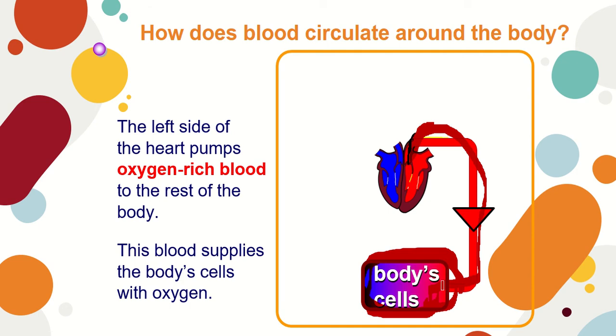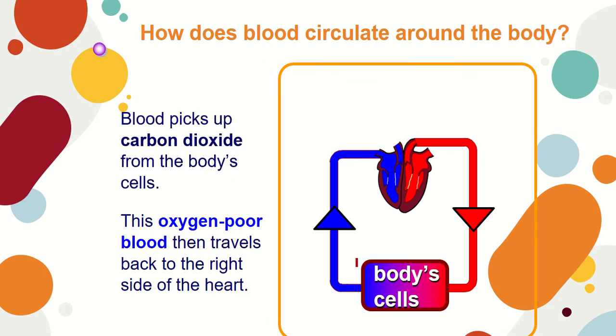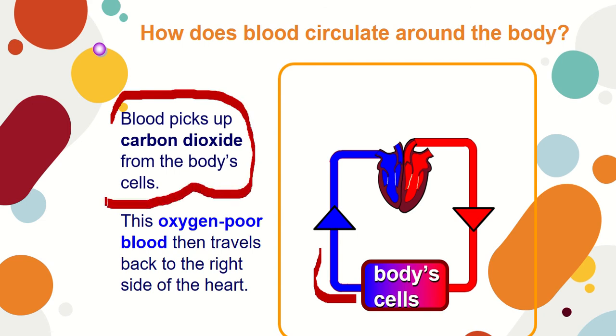Alright? Now, kapag na-deliver na yung mga oxygenated blood into the different body cells, so yung blood, wala nang oxygen, di ba? So, mapapalitan na siya ng deoxygenated blood or oxygen poor blood. Therefore, this blood picks up carbon dioxide from the body cells. And this oxygen-poor blood then travels back to the right side of the heart. Okay?